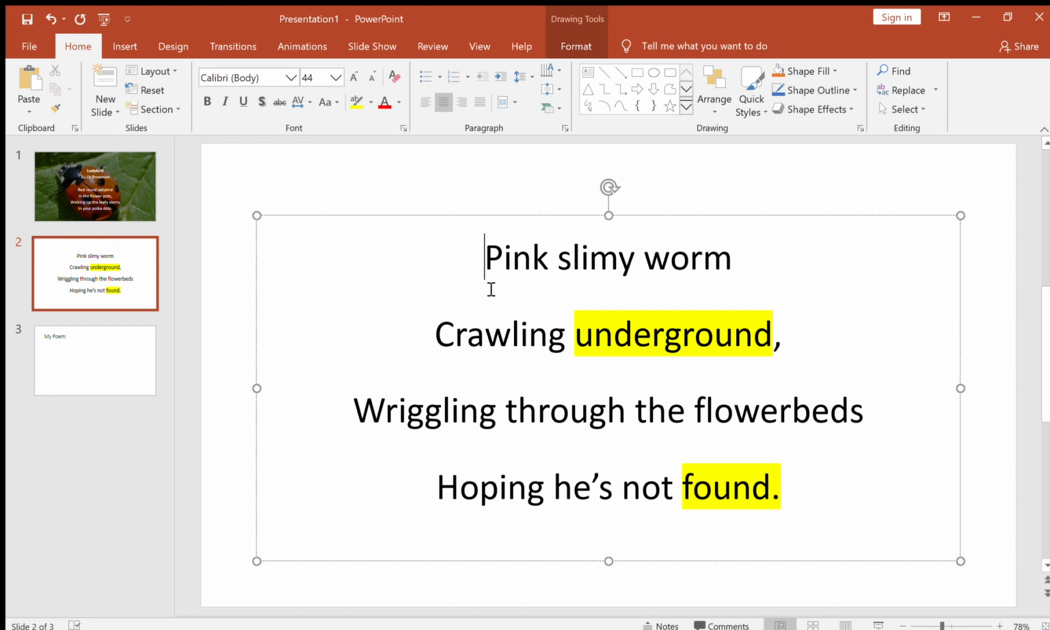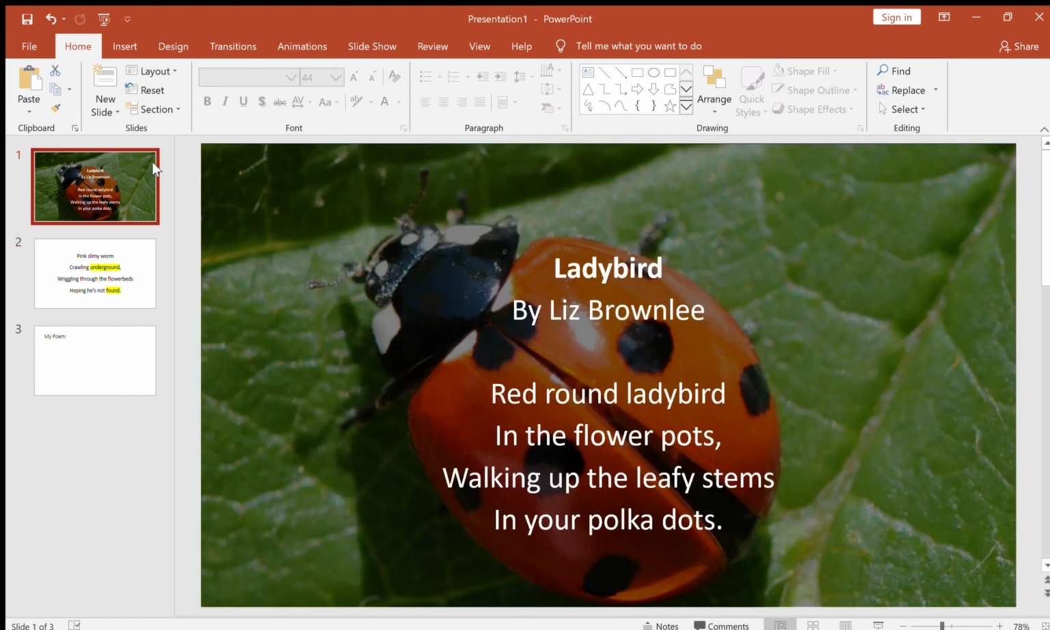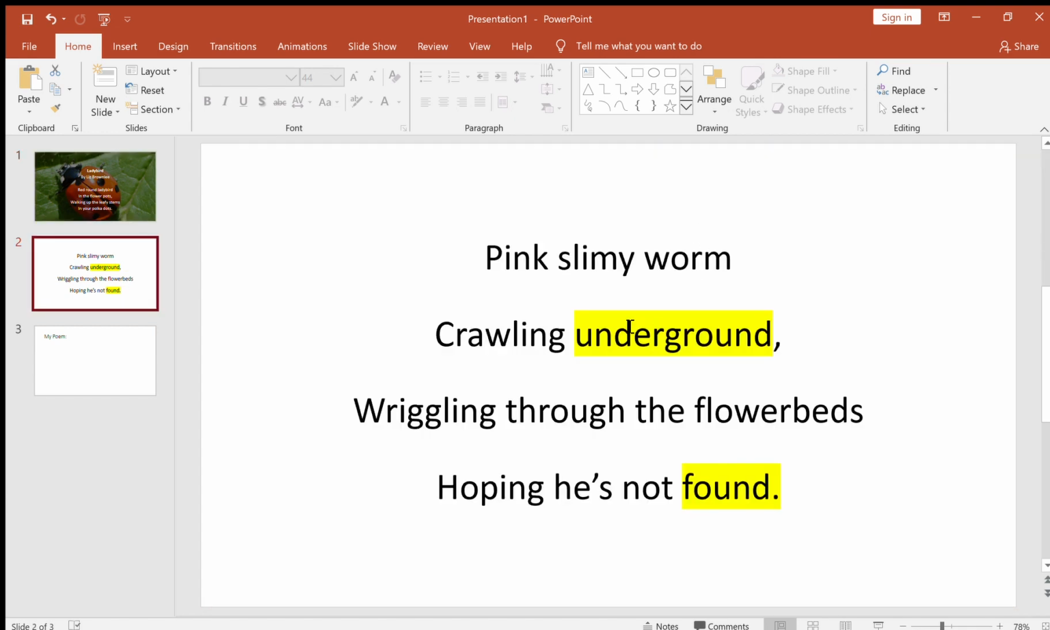So let's read it from the beginning. Pink slimy worm, crawling underground, wriggling through the flower beds, hoping he's not found. Fantastic, there we go. So I've done exactly the same as Liz Brownlee, but I've changed it to make it my own, just using those simple rules of replacing the mini beast, the adjectives, the verbs, and not forgetting the rhyming words on the end of line 2 and the end of line 4.